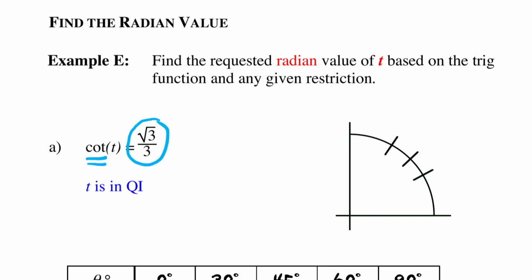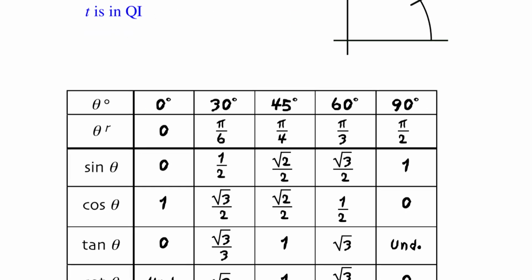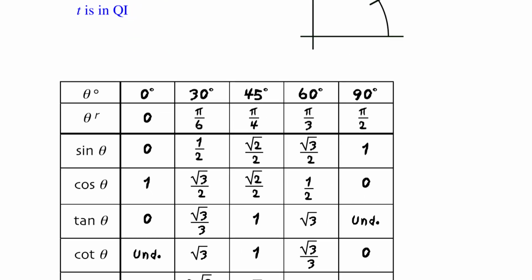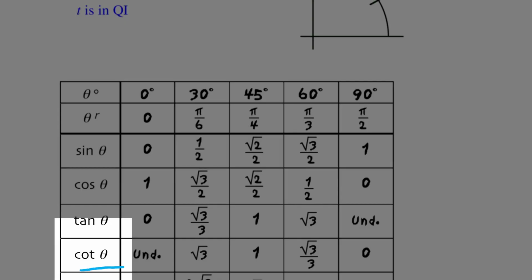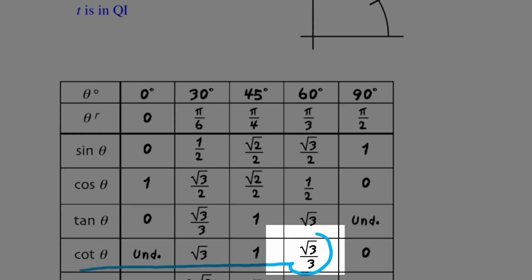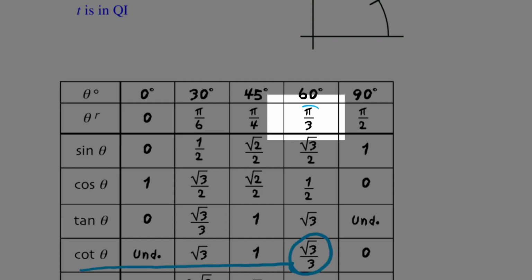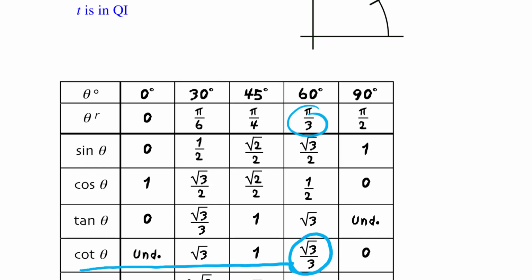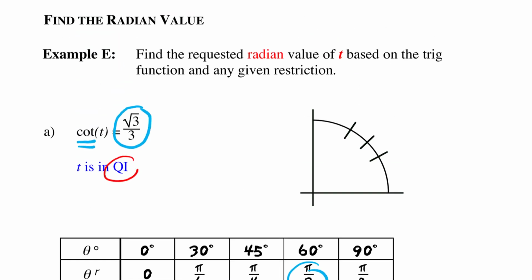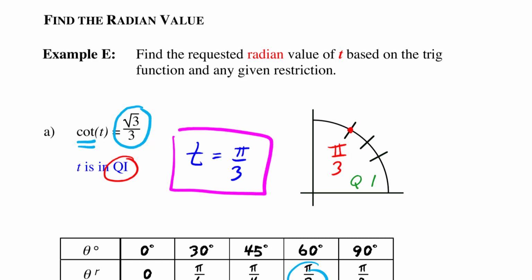Well, let's refer to the unit circle chart in quadrant 1 and find cotangent theta at square root of 3 over 3. Okay, well, you can see above that's at pi over 3. And since this is a quadrant 1 chart, t is in quadrant 1, then we found the value pi over 3. And we write t equals pi over 3. Don't write just pi over 3. Make sure you write t equals pi over 3.